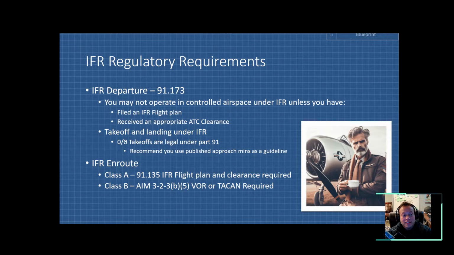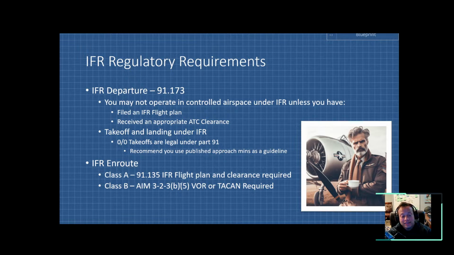Okay, so 0-0 takeoffs are technically legal, but it would be wise to use the published airport mins as a guideline to determine whether or not you want to depart in low visibility like that. Now let's talk about en route. In Class A airspace, and you'll remember this from your VFR days, you must be on an IFR flight plan and you have to have a clearance to operate in Class A airspace. Obviously, that doesn't change, especially now that we're moving on to instrument conditions.